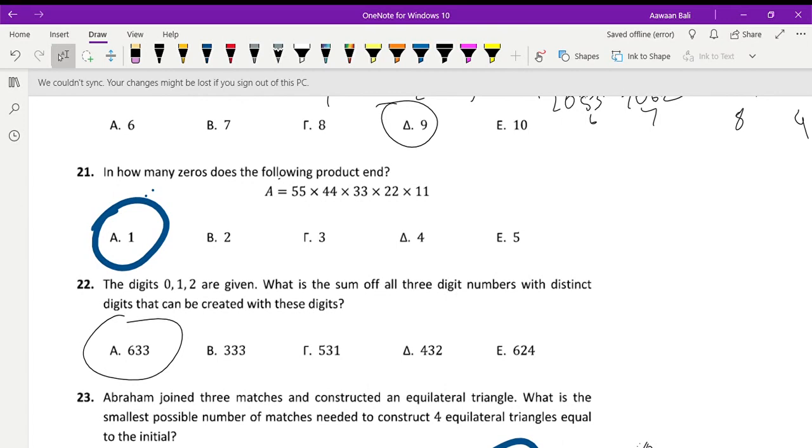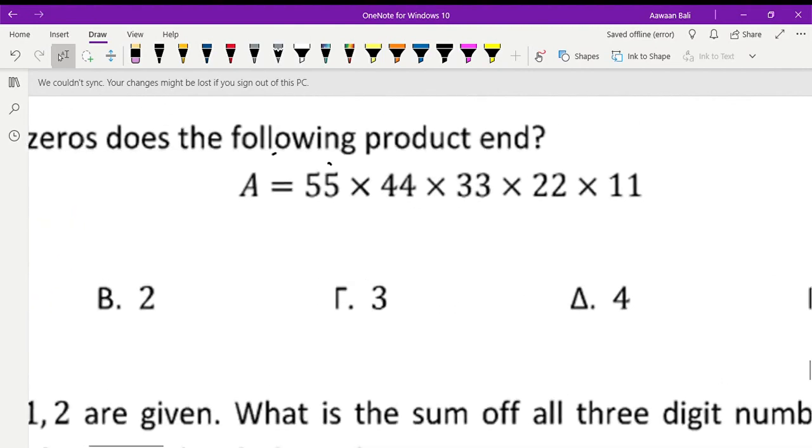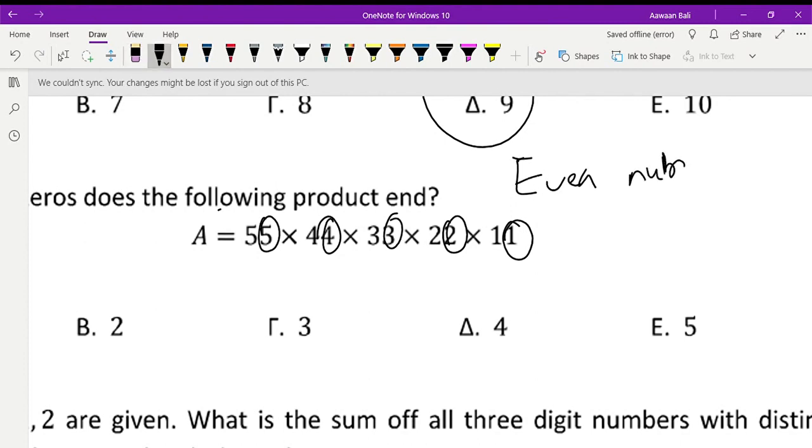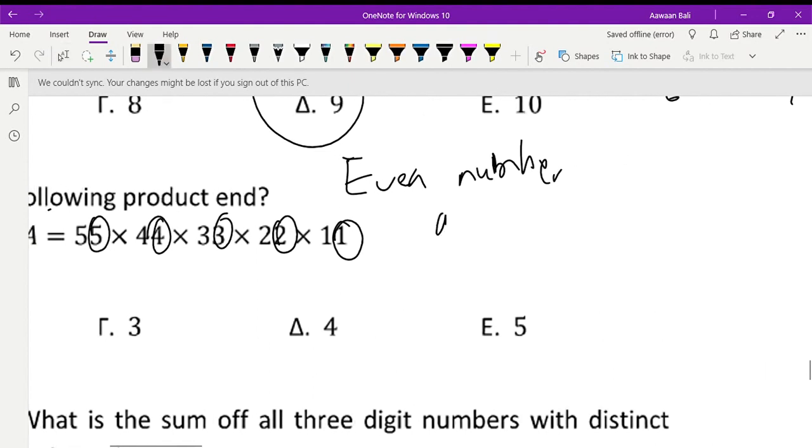Question number 21. In how many zeros does the following product end? It's as simple as that, because when you're ending with it, you just focus on the digit numbers. Now, to find the 0, the only way you can make 0 is when you're multiplying by 0. But here there's no 0, but we have a 5. And any even number which is a multiple of 5, it always ends in 0. Basically, an even number and a number that ends in 5, a multiple of 5, ends in 0.